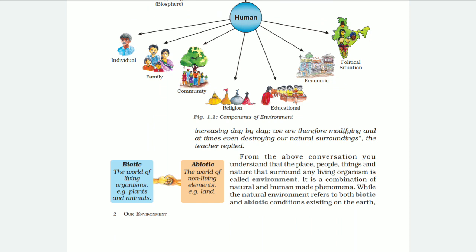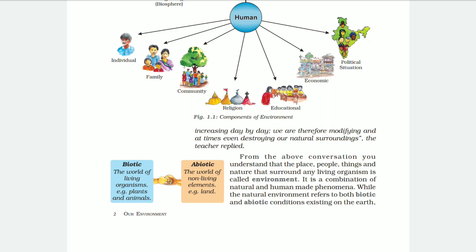The teacher replied, from the above conversation, you understand that the people, place, thing, and nature that surround any living organism is called the environment. This is a definition. Now look at the left side: biotic means the word for living organisms on the earth, and abiotic means non-living elements. It is a combination of natural and human-made phenomena.